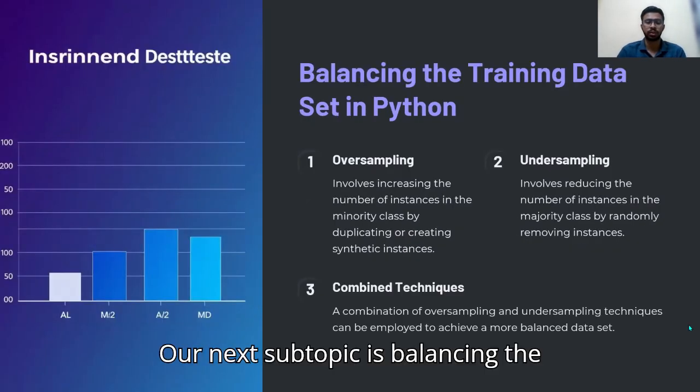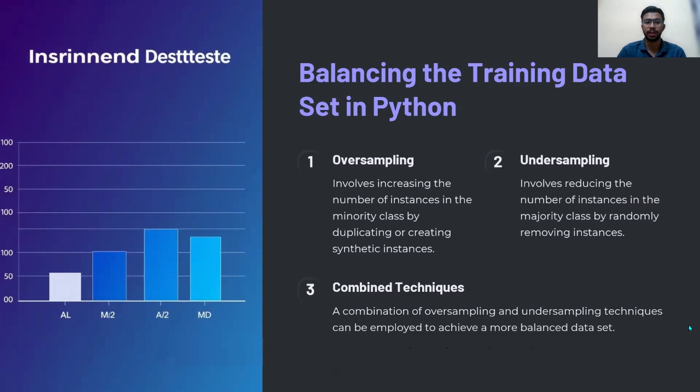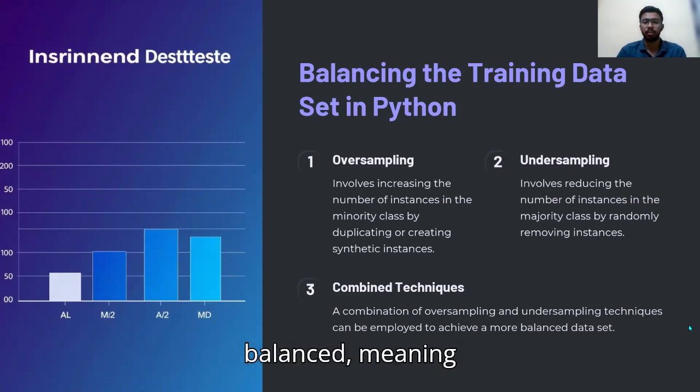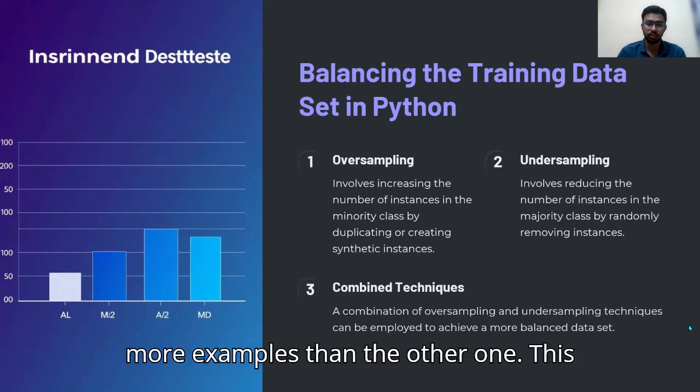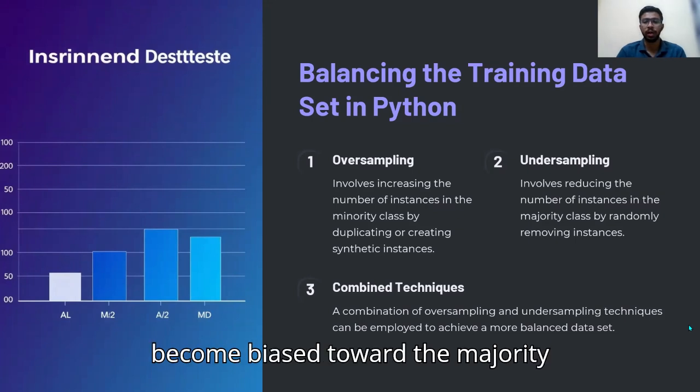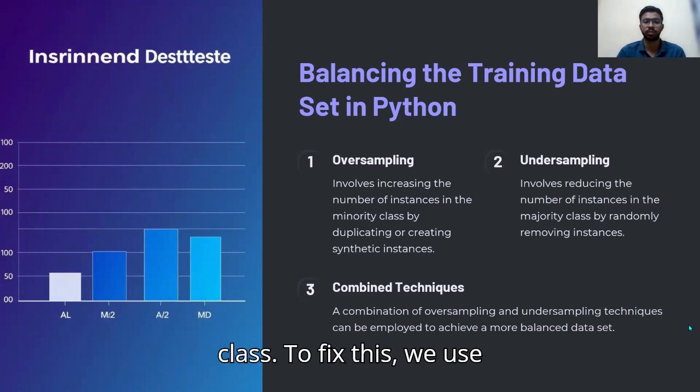Our next subtopic is balancing the training dataset in Python. Sometimes your training data isn't balanced, meaning one category may have way more examples than the other. This is a problem because the model might become biased toward the majority class. To fix this, we use balancing techniques.